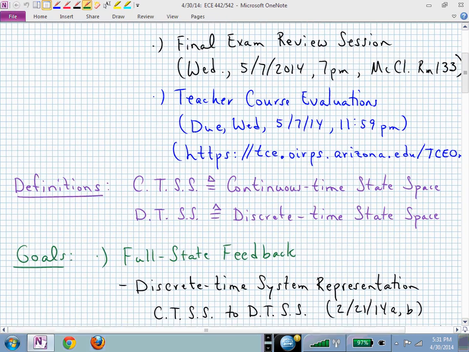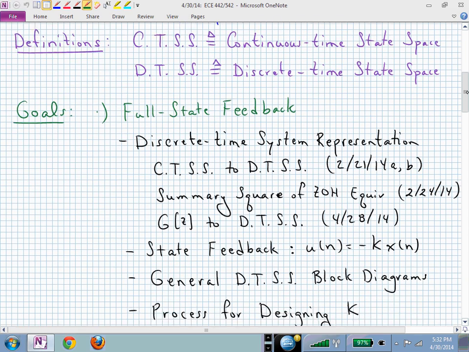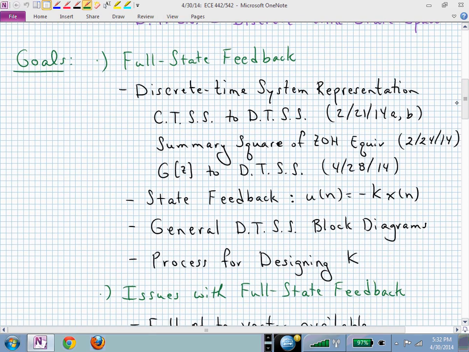I started writing things down. I was texting to myself in this list of goals, and I thought I better tell them some definitions. So when you see CTSS and DTSS, that simply means continuous time state space and discrete time state space. That's what I mean by those abbreviations.